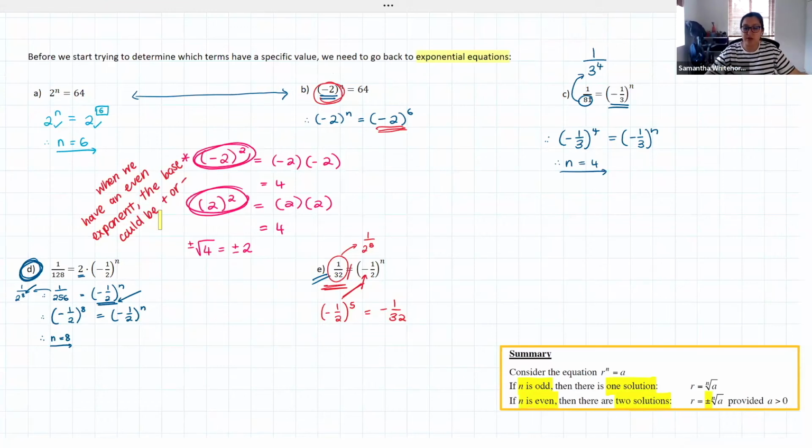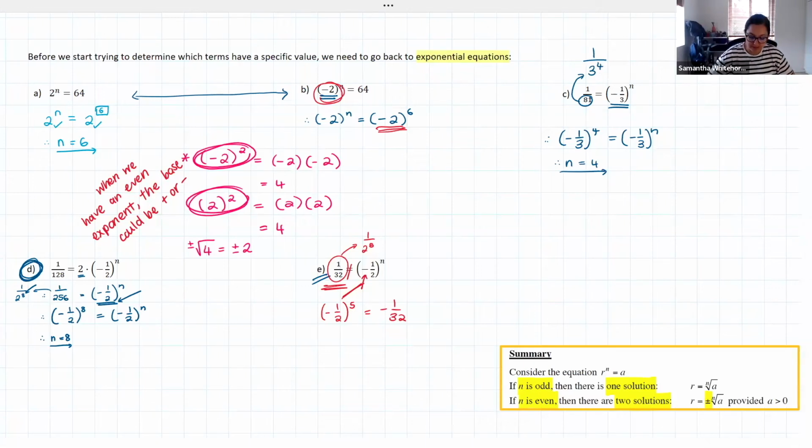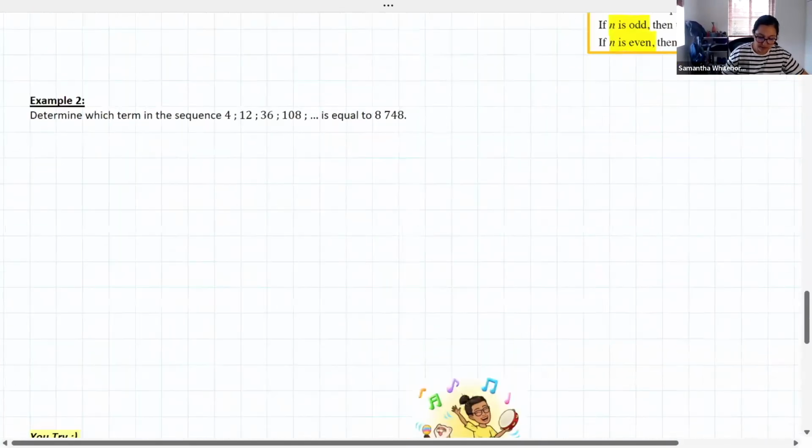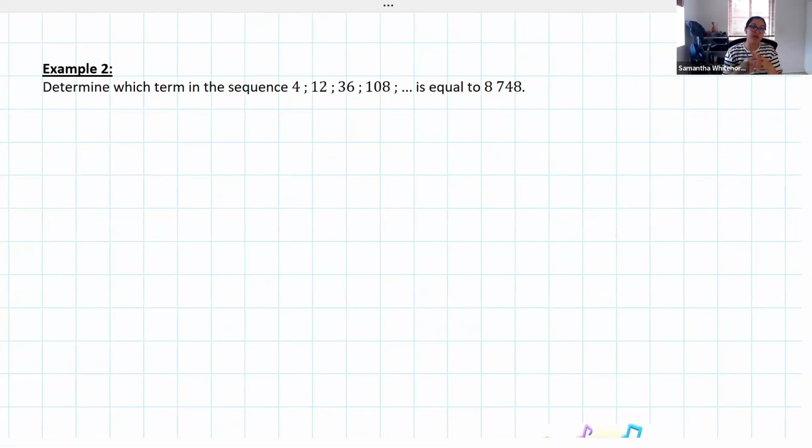So I'll leave that there for a second or two if you need to screenshot it, but let's actually put this into practice now in terms of our geometric sequences. Okay, so let's put this into practice. So we've all got our screenshots. And this is exactly what I was saying before when we had a look at those exponential equations. We need to have that information in order to answer questions like this.